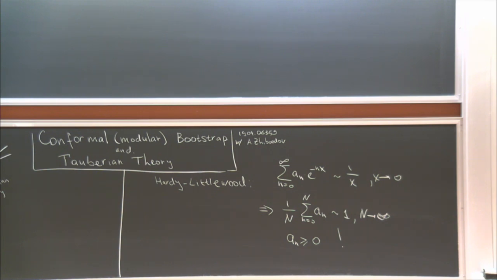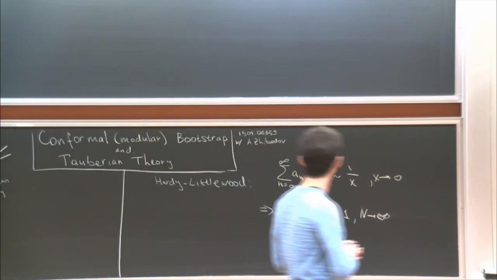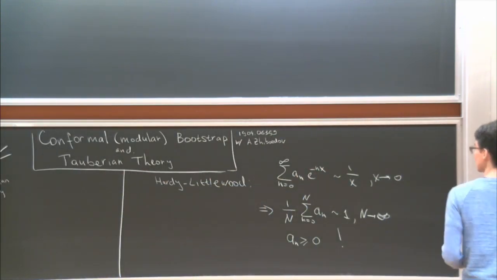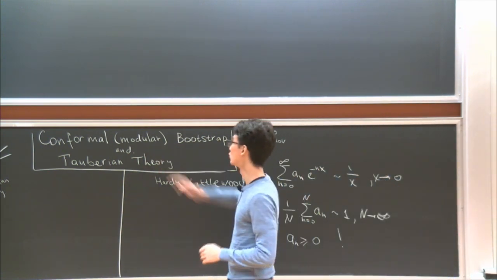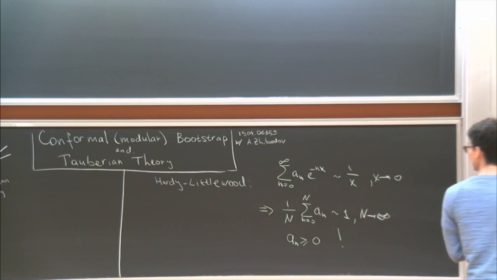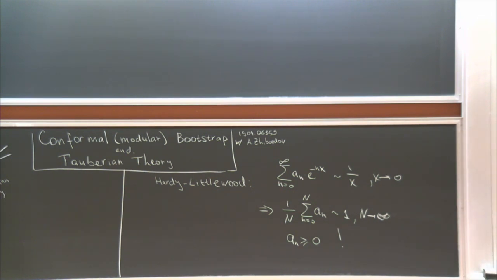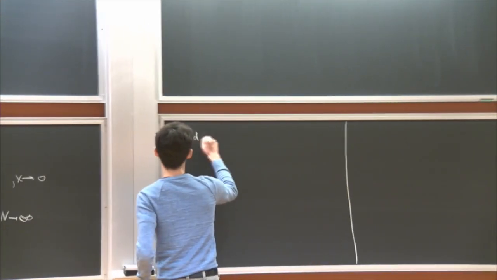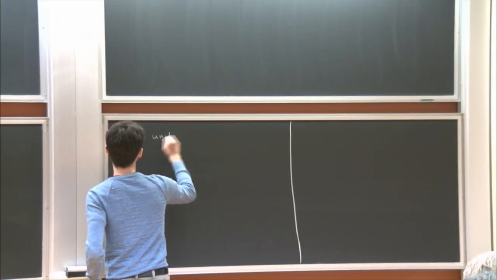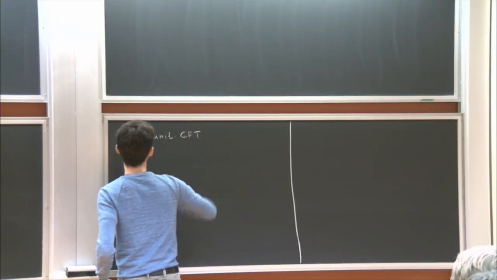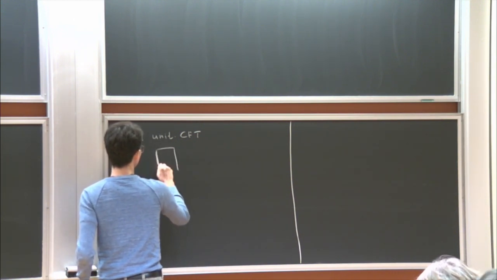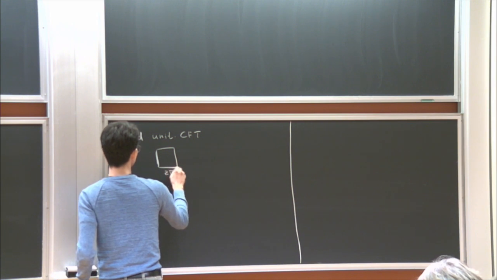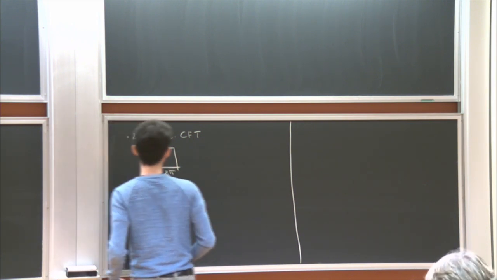Okay. So now let me move to discussing my main example, which is modular bootstrap, or just modular invariants of 2D CFT. So it's a very standard story. We have a 2D unitary CFT which we put on a torus. And for simplicity, we consider just the simplest case where you have a rectangular torus.